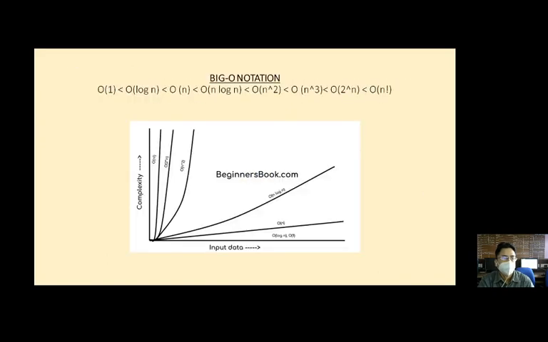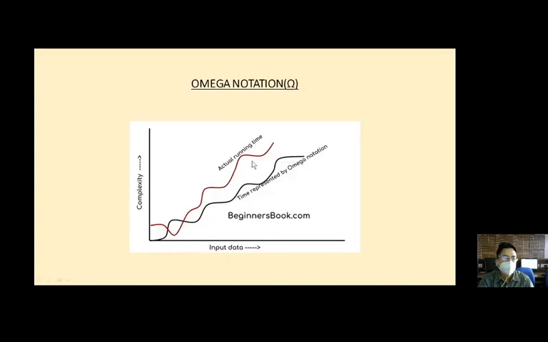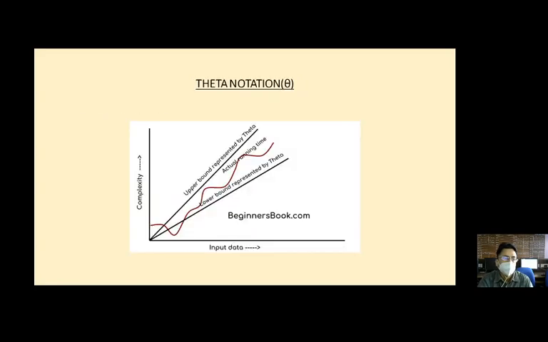And the point to remember here is that 2 raised to the power n overtakes O(n) square, and O(n) factorial overtakes 2 raised to the power n. So big O is the upper bound, omega notation is the lower bound, bounding the actual running time from the lower side, and the theta notation bounds it from both sides.